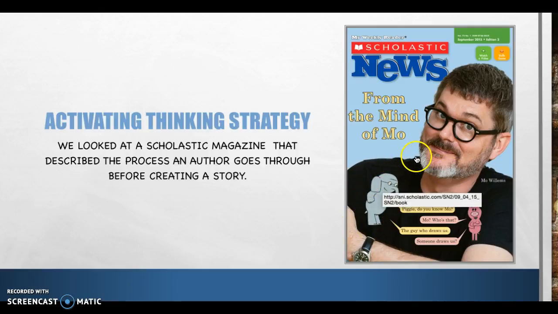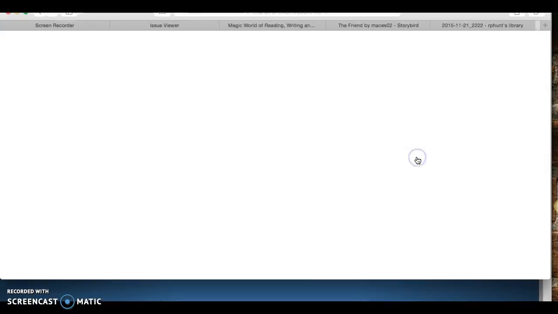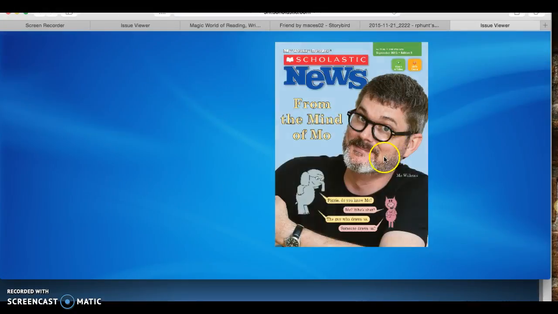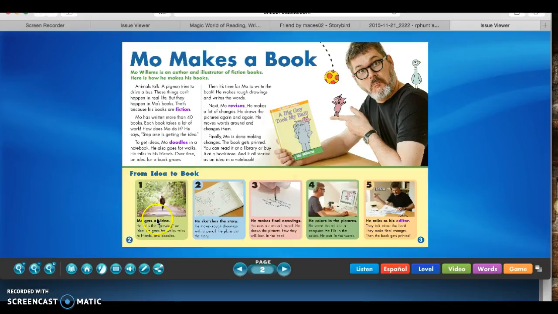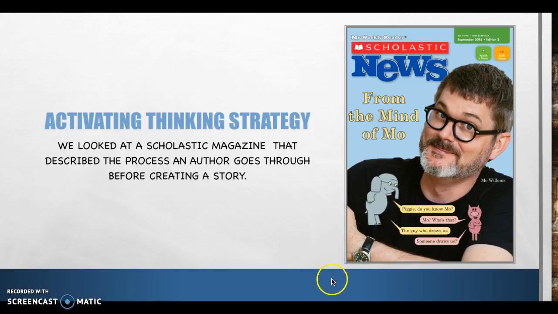For an activating thinking strategy, I used a Scholastic magazine called From the Mind of Mo. And this magazine tells us about the author Mo and what he goes through to begin writing his stories and to get the ideas going. So that gave the children an idea of what an author has to do.